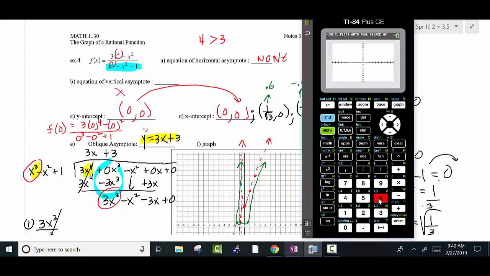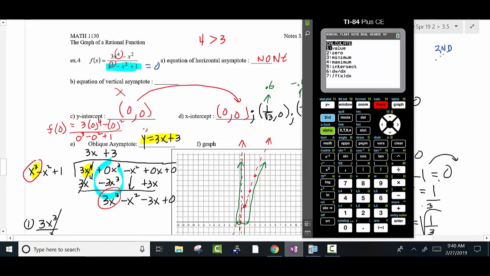And what we're doing on this is we're trying to see where that's equal to 0. So see, this thing is equal to 0 in one place. So what you do is you do the 0 command. Okay, you go second trace. And we've done these different commands before. Then you go down to the one that says 0. Okay, that will find that x-intercept for you. So you type in 0.